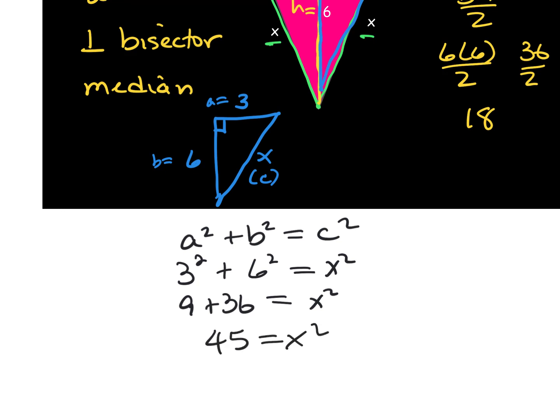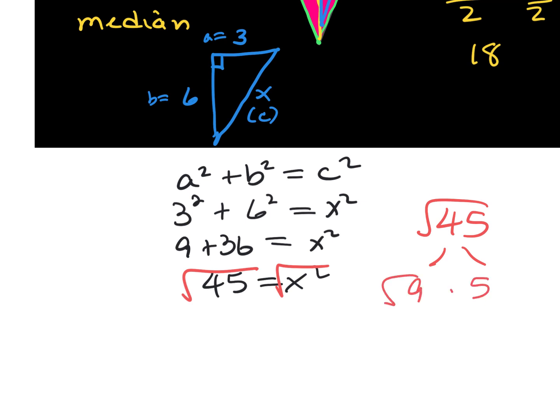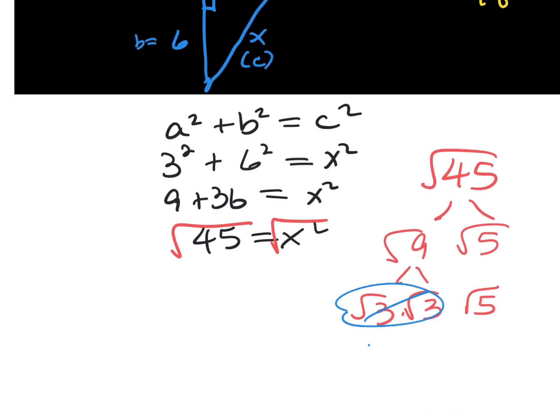No graphing. And then now I need to simplify this. Factor tree. You could either start with 3 times 15. I'm going to do 9 times 5. 3 and 3. And then the 5. Pair of 3s. 3 comes out. 5 stays underneath. So the answer to this problem, x is equal to 3 times the square root of 5.